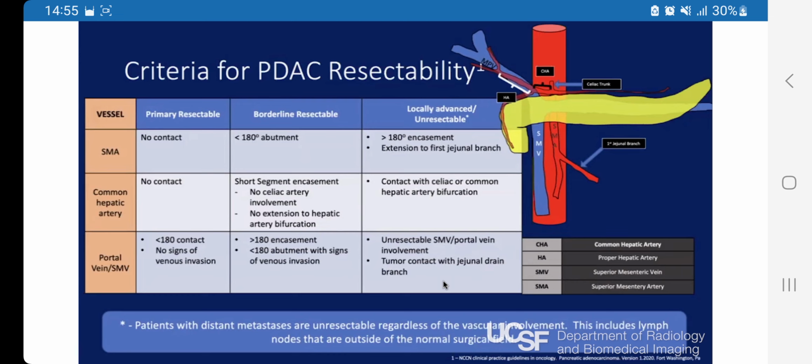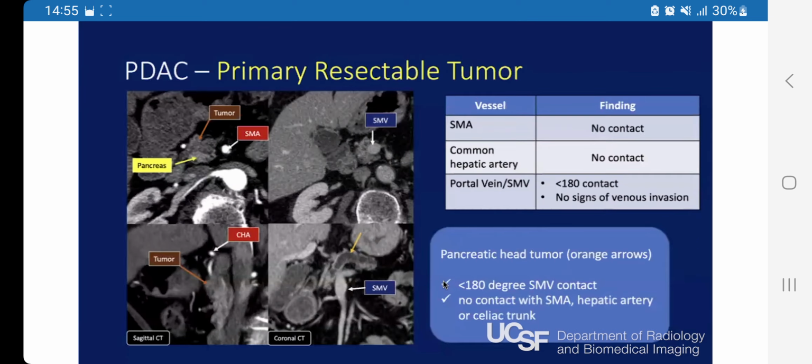Same story for the common hepatic artery, portal vein and SMV. The greater the degree of involvement, or if the involvement makes it surgically difficult, the likelihood of the tumor getting into an unresectable category rises. I just don't go into fine details. You can find all of these in the references that I just introduced.